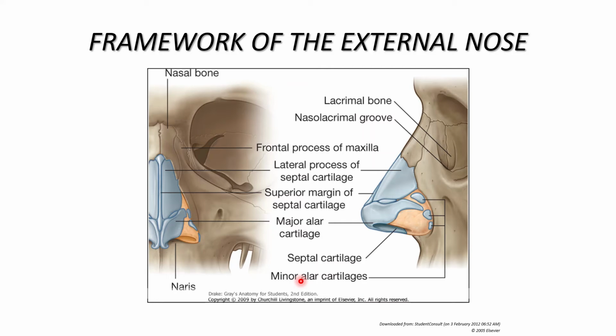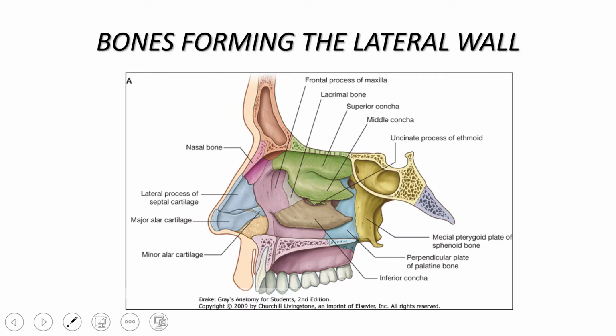Moving on to the lateral wall of the nose. The lateral wall of the nose is formed by the bones mainly. The bones which make up the lateral wall of the nose are, from anterior to posterior, from before backward, represented in different shades of colors in this view.